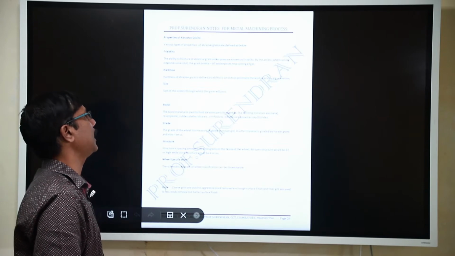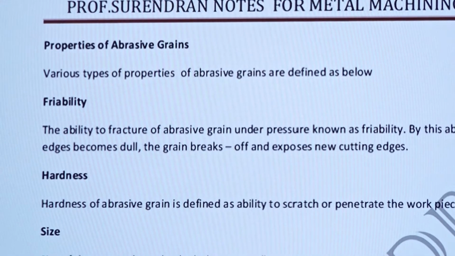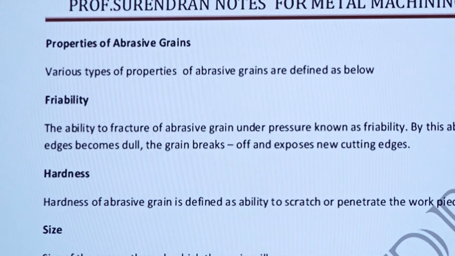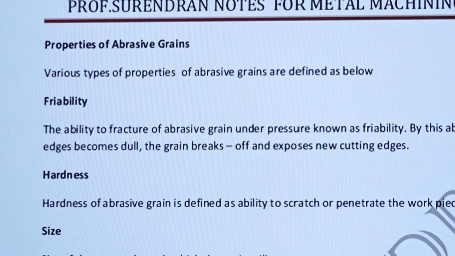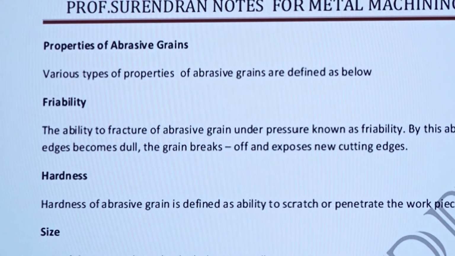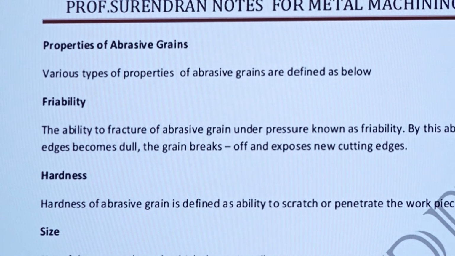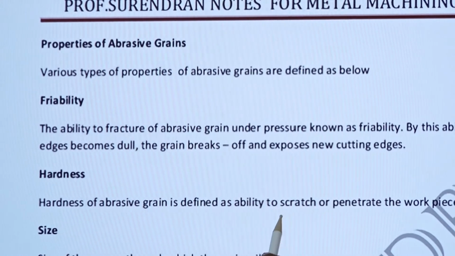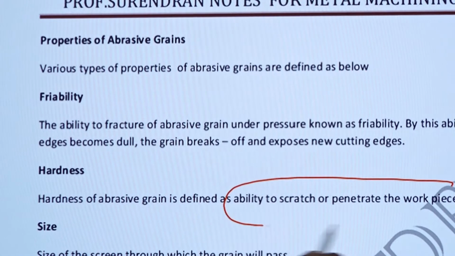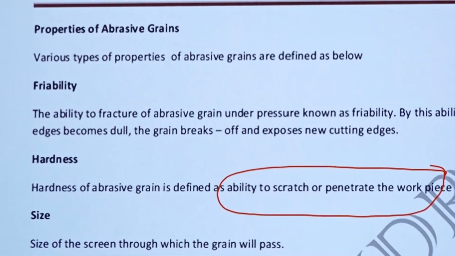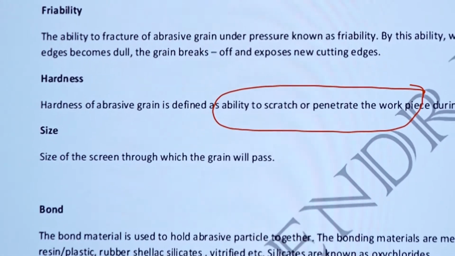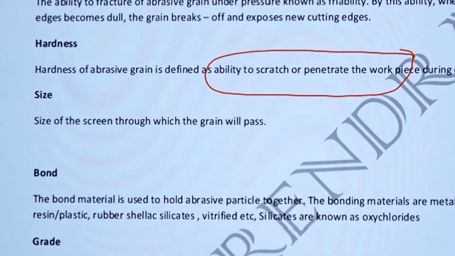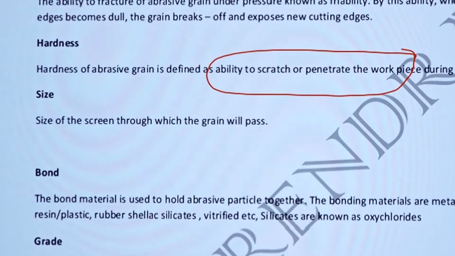First of all, friability: the ability of an abrasive grain to fracture under pressure. So under pressure, the ability of the grains to fracture is called friability. Next is hardness. It is the ability to scratch or penetrate the workpiece. It has to penetrate the workpiece, then only the surface finish can be obtained. Next, grain size: the size of the screen through which the grain will pass.